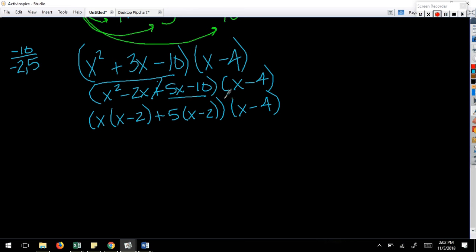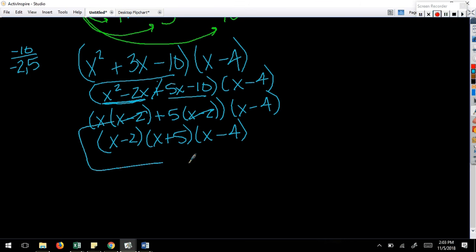Just because this first one was in parentheses to start with, you don't have to. Here, I took an x out of these two terms. No, because right now we're factoring. We're not trying to get rid of it. We're just factoring. Is that the answer? Almost. I got to write it out. I got to take the x minus 2 out. x plus 5.